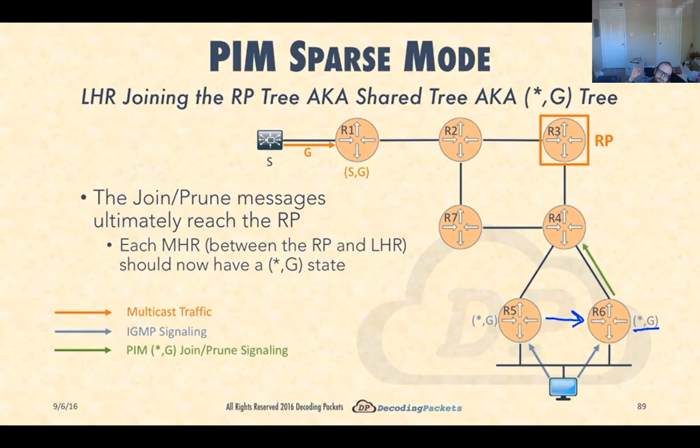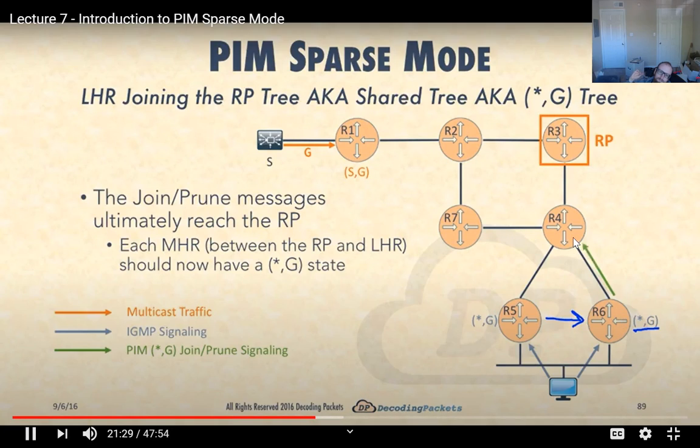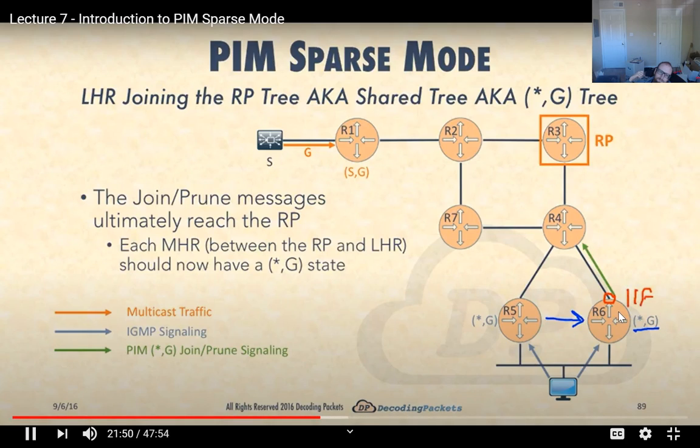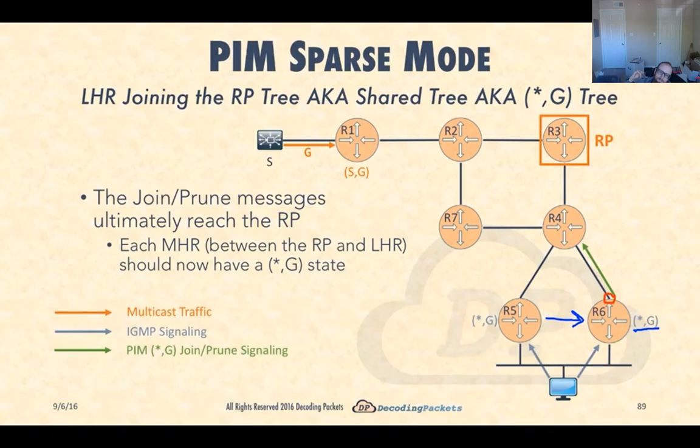What happens next? R6 is first going to find the RPF interface, the interface that will take it towards R3. Wouldn't it be this upstream interface? So now, for this star comma G state, this is the interface that is the IIF, because this is the interface where you should expect to receive traffic for this particular star comma G state. So this star comma G state now has an outgoing interface, courtesy of IGMP, and it has an incoming interface. If you remember from our protocol lecture, these are the pieces of information you need for every state to be complete.